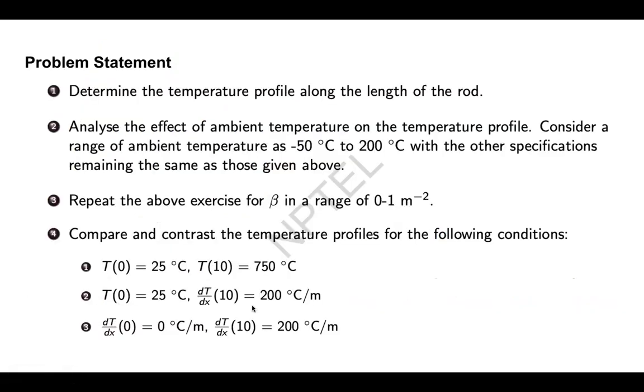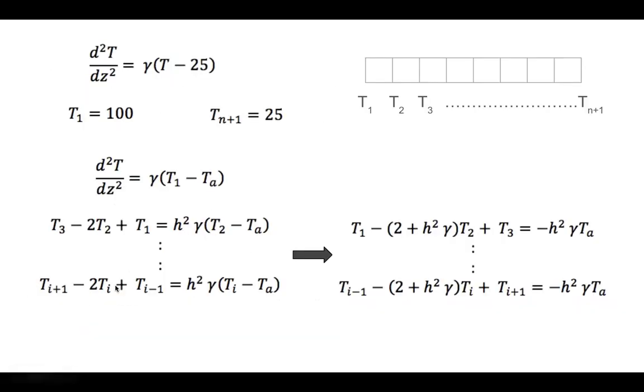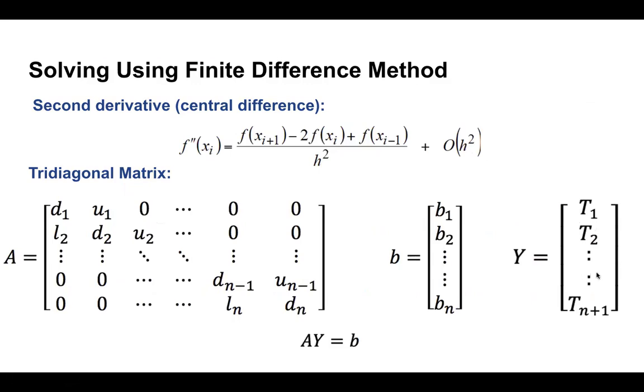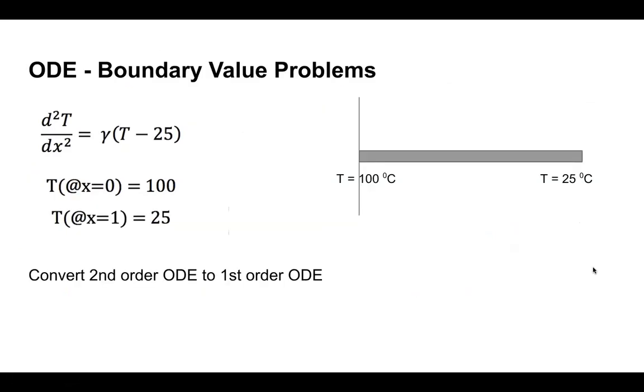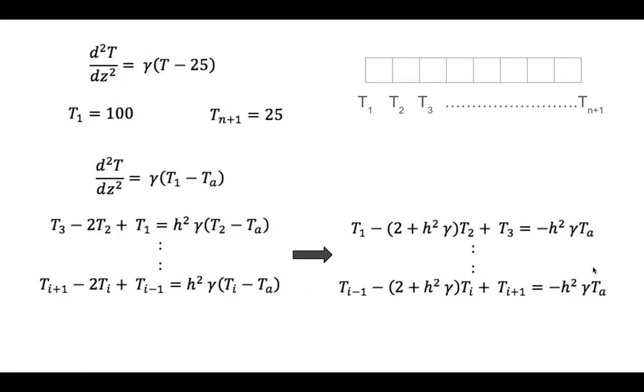Now what I do is write a matrix from this. So imagine my variables are T1, T2, T3 till Tn plus 1. That will be my variable vector. And my constant b vector will have this part, h square gamma, the terms from this side. And my coefficient matrix will have basically whatever is the coefficient of each of these variables. You need to write it properly.